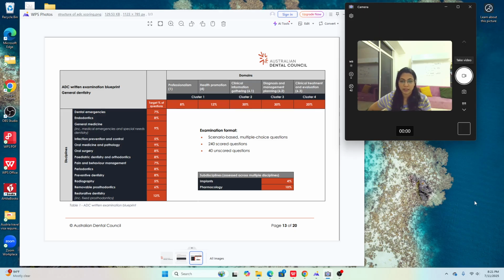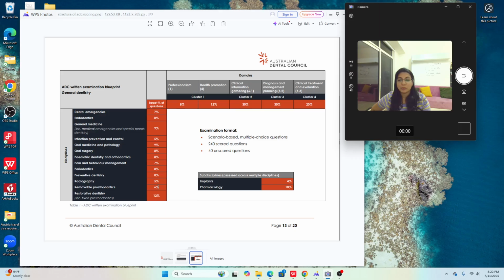But for today, I'm just trying to reiterate how the questions are marked and what percentage of questions each topic has. This is from their website, where they have given the topics that would be asked and the percentage of questions. Restorative dentistry, which includes fixed prosthodontics, I know that's a pain point for everybody, is 12%. So the maximum questions would be based on restorative dentistry.